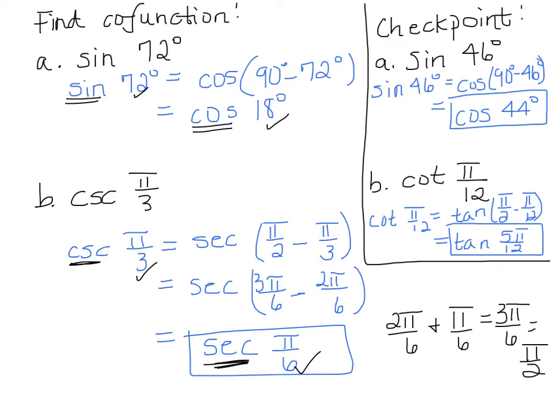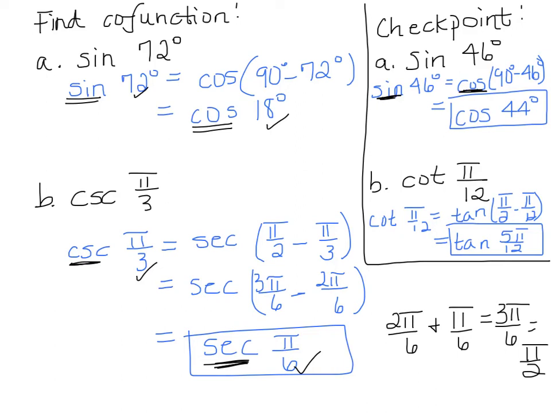Okay, so for the first checkpoint, sine of 46, we know that sine and cosine are cofunctions. And to find the actual degree that is complementary, you have to do 90 minus 46. And we're using degrees because that's what they started with. That'll give you 44 degrees. You have to make sure they add up to 90.